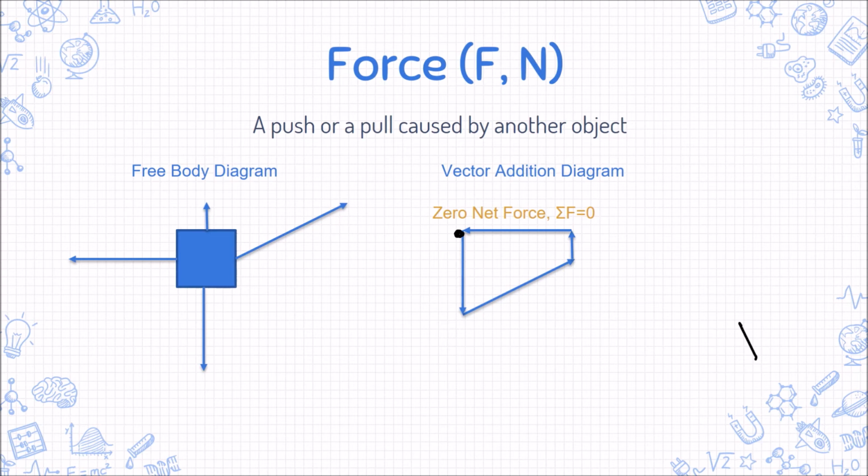What if we have one force and make it a little smaller? So for example, what if we make the force that's going to the left smaller? Then our vector addition diagram will also get smaller. And now that there is a gap between our start and our finish for the forces, we have a net force that is not zero. So this object will accelerate.